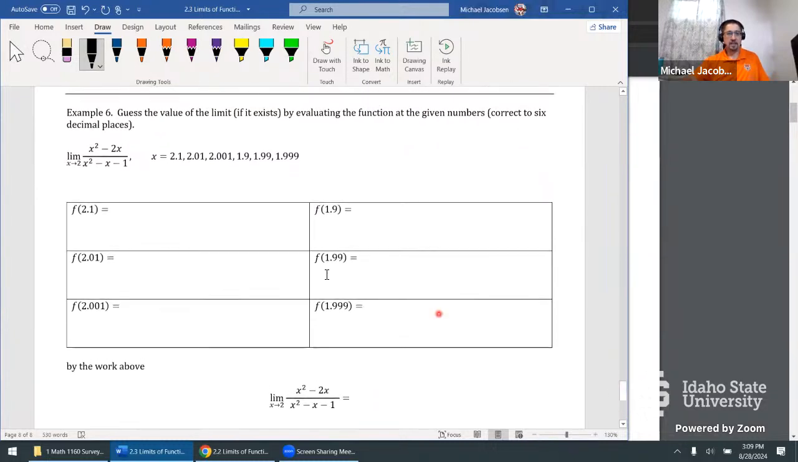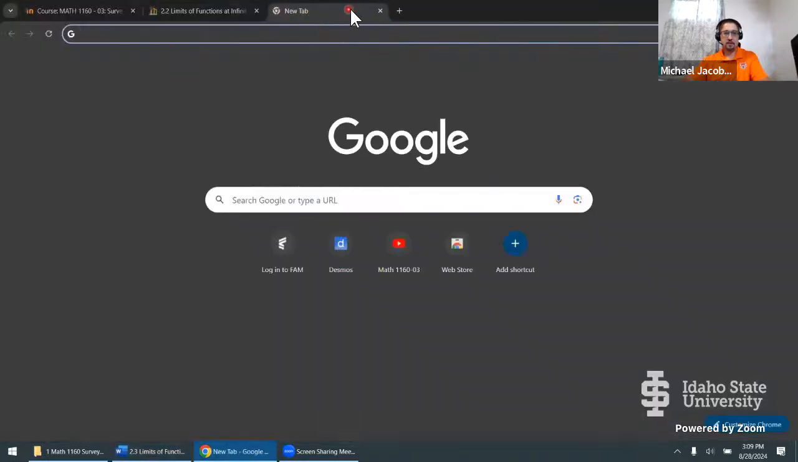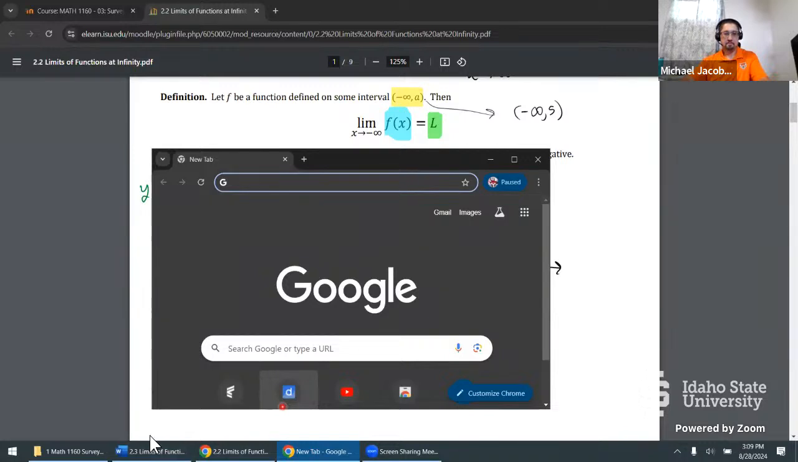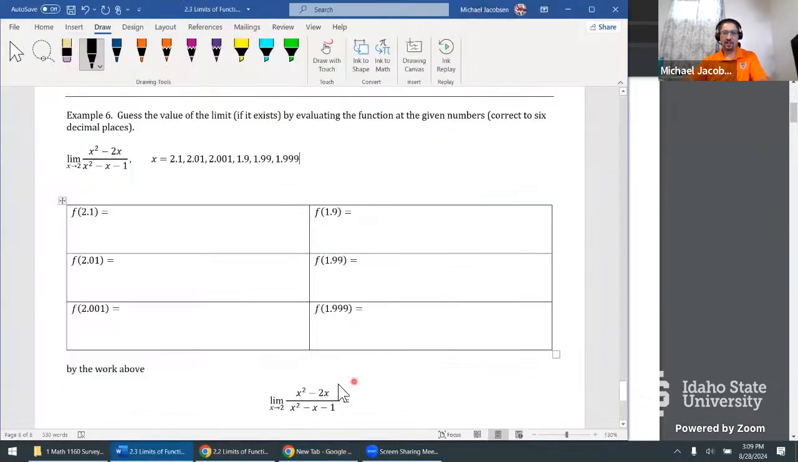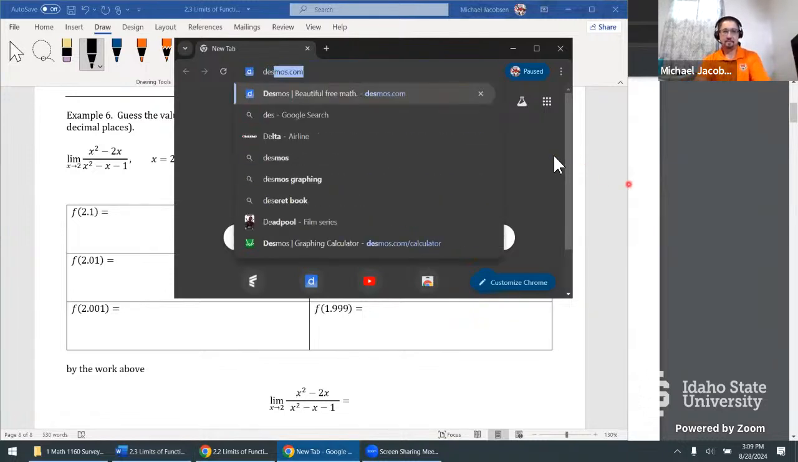Well, it's a little bit tough. We want the limit of that thing. We don't have a graph, and that's what we've been relying on. But we still have a calculator, and this is definitely a calculator type of problem. Let me open up Desmos real quick. I need to remember to do this before class. I'll get there in a normal kind of workflow.